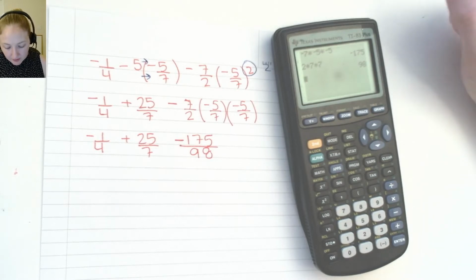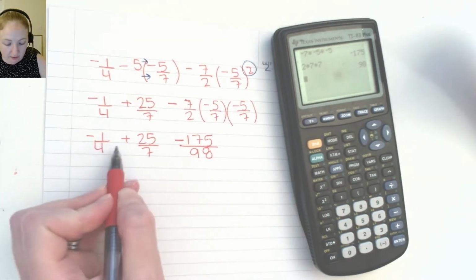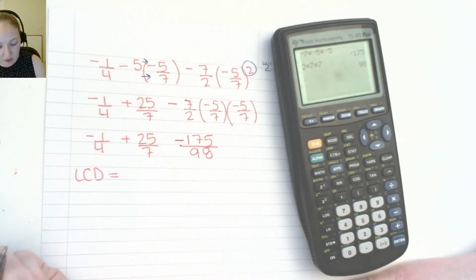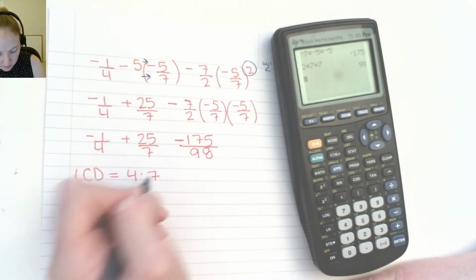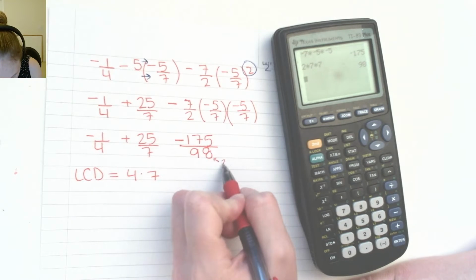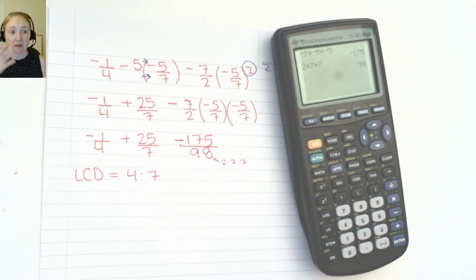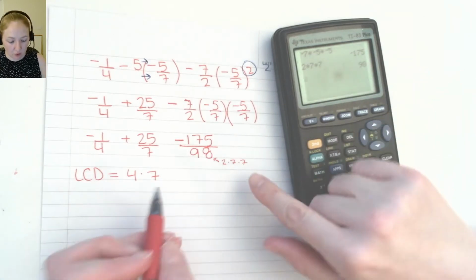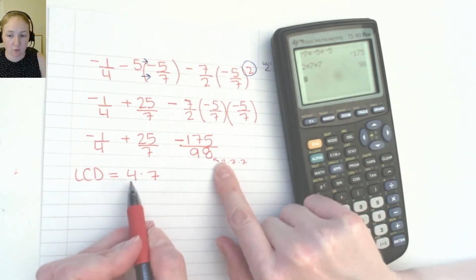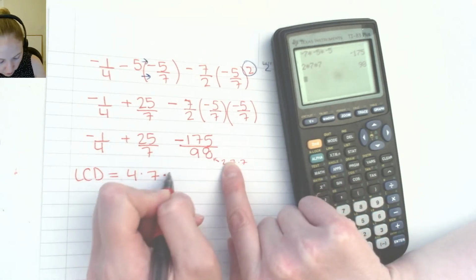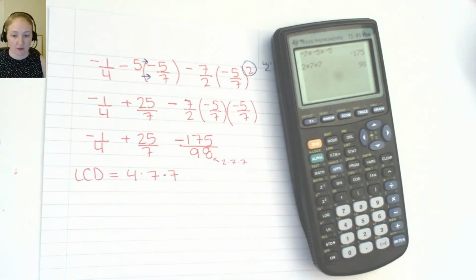All right, so then what you would do is you have your three fractions and you would need to get an LCD. And your LCD here is going to involve 4, 7. Now, this 98 has a 2, 7, and a 7. So what you would need is the bigger number. You already have the 2 taken care of with this 4. You already have one of those 7s taken care of. So you would need another 7 for your total LCD.